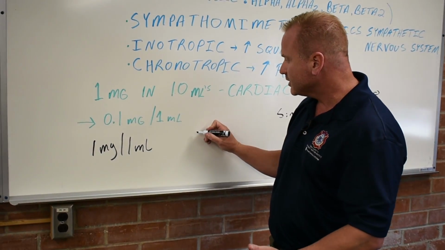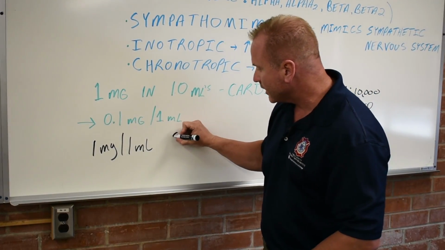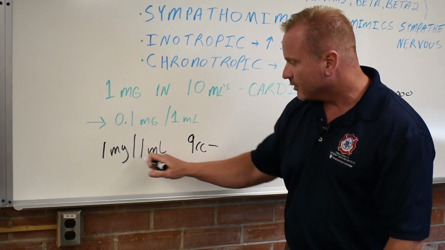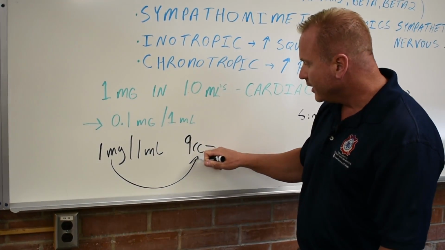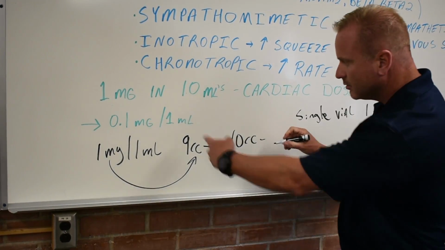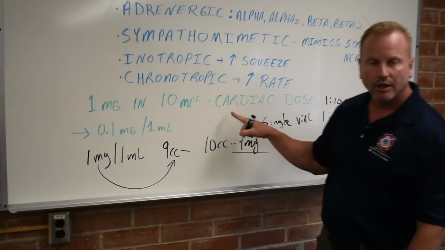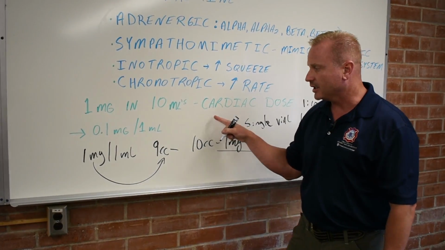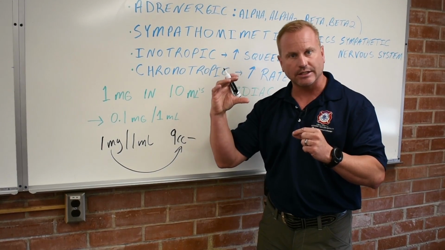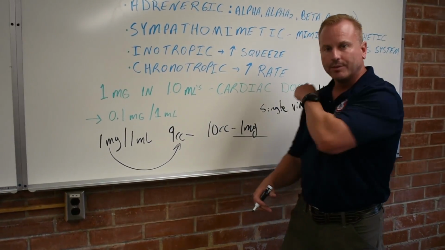I can take my 10 cc syringe, shoot out 1 mL, so now I have 9 cc's of saline, and I just add my 1 mL to that. So now I have 10 cc's. I still have 1 milligram. That is no different than the cardiac dose. You've just taken a concentrated formula and diluted it out into 10 mLs. 10 mLs, 1 milligram.